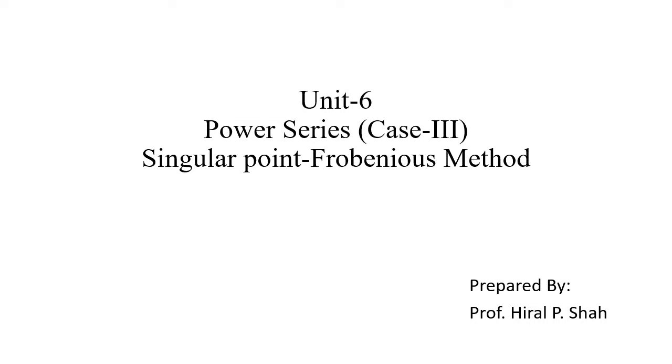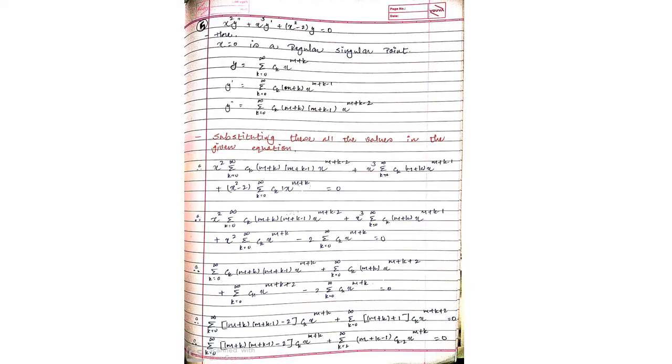So this one is a different example. So if you don't know the notes, then please keep it with you. Okay, starting with the example. See, here I have written x square y double dash plus x cube y dash plus x square minus 2 into the y equals to 0. Okay.